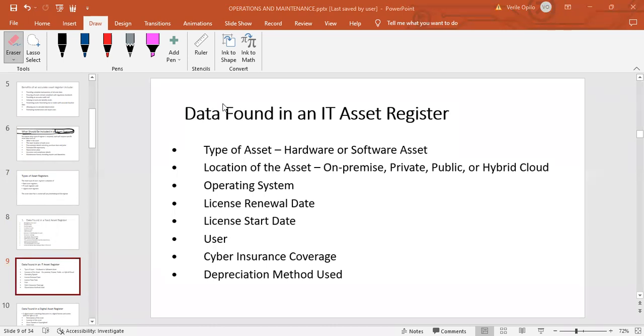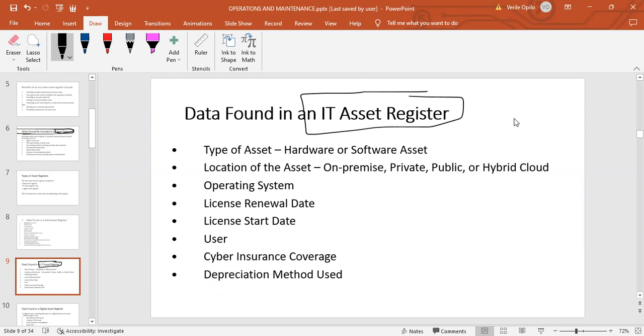The next thing that we see is that we have various types of asset registers. So we looked at the fixed assets register. So we look at the IT asset register. IT asset register is going to have details relating to anything information technology related. So anything related to computers, the hardware, the software, all these are going to be included in the IT asset register. So what is included in the IT asset register?